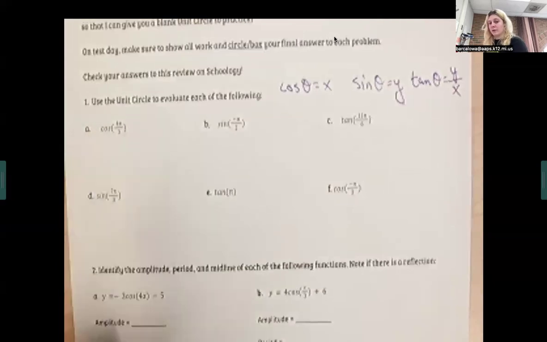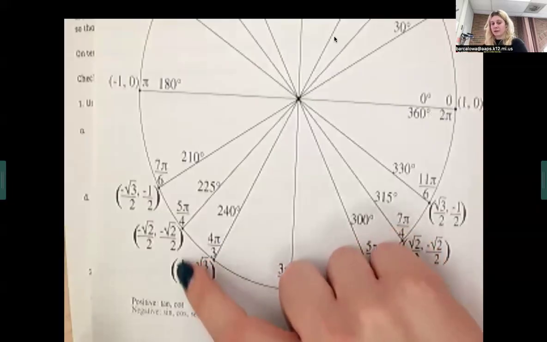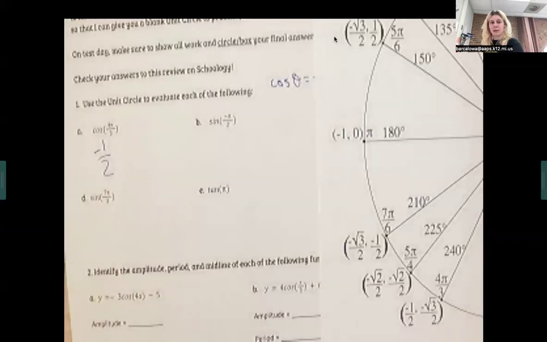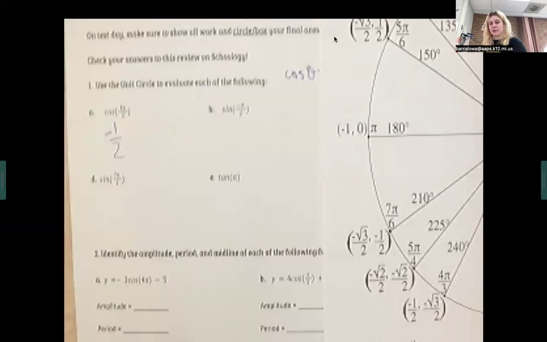So cosine of 4 pi over 3, I want you to look for 4 pi over 3 on your unit circle. There it is. Cosine is the x coordinate, so negative 1/2. That's the x coordinate at the angle measure 4 pi over 3. Okay, let's do this one. Sine of 7 pi over 3.